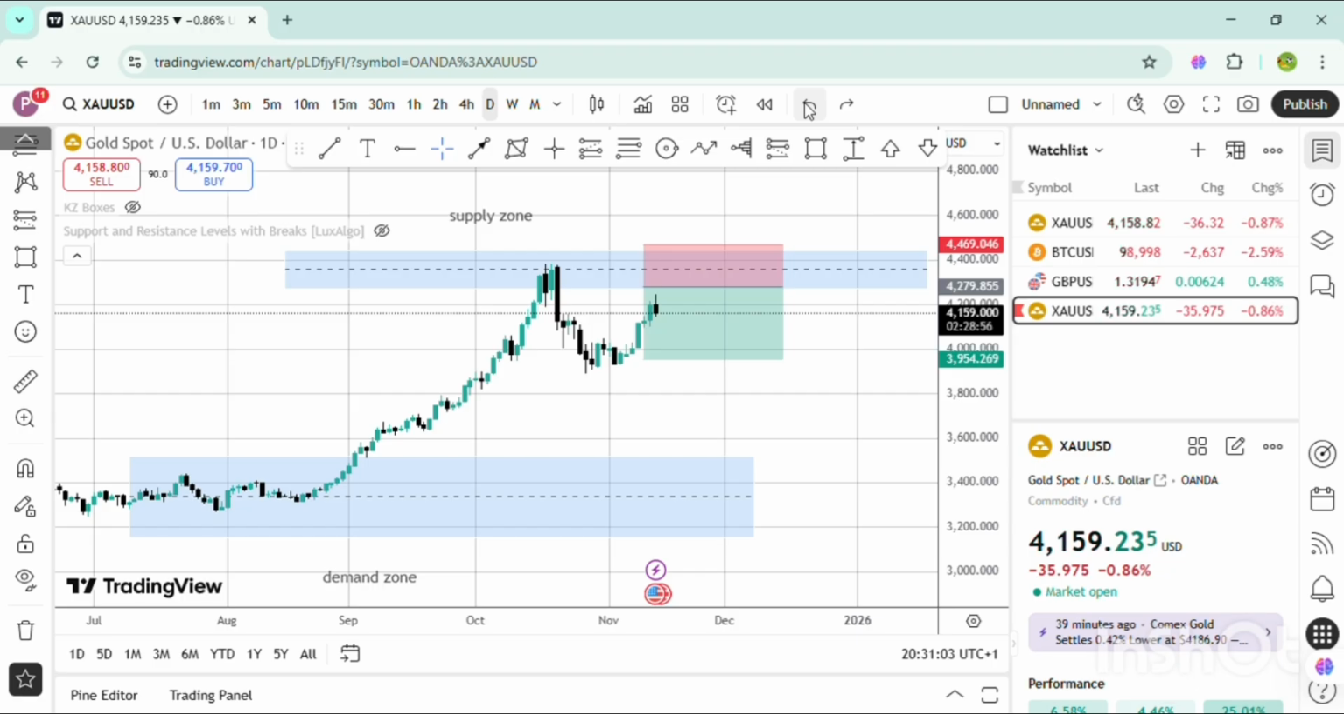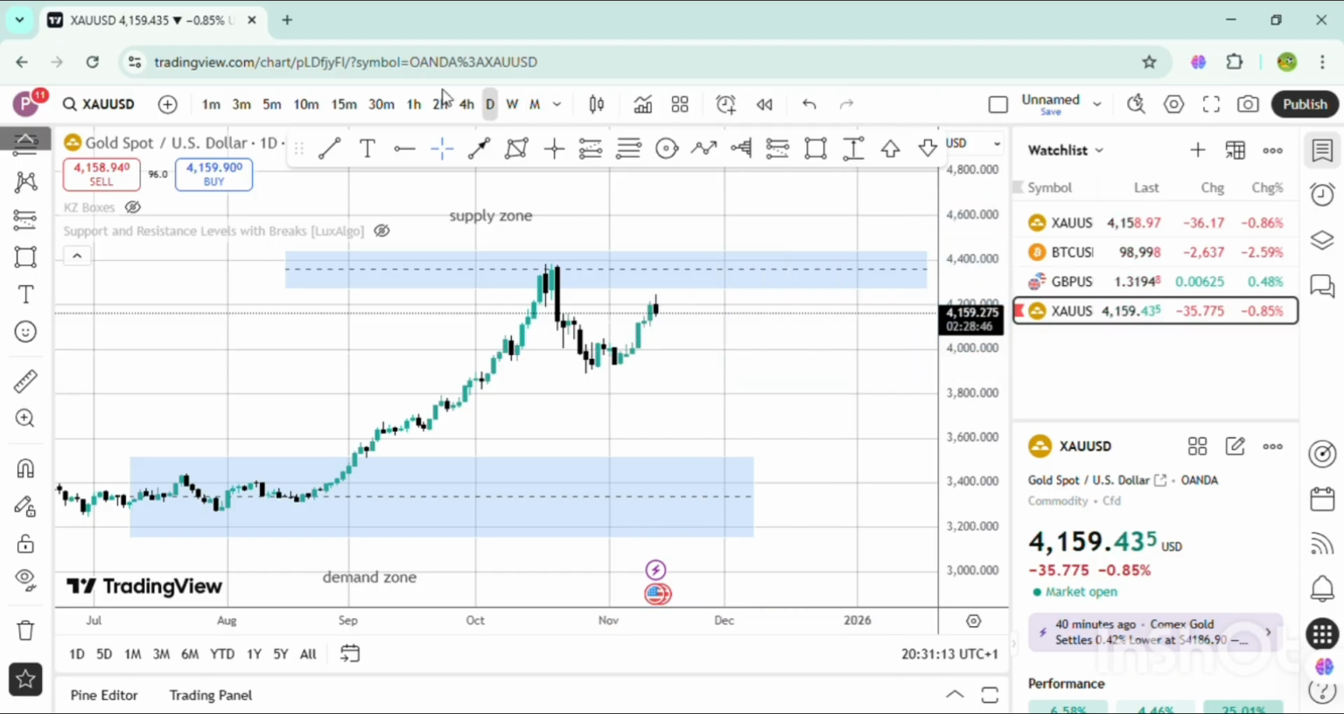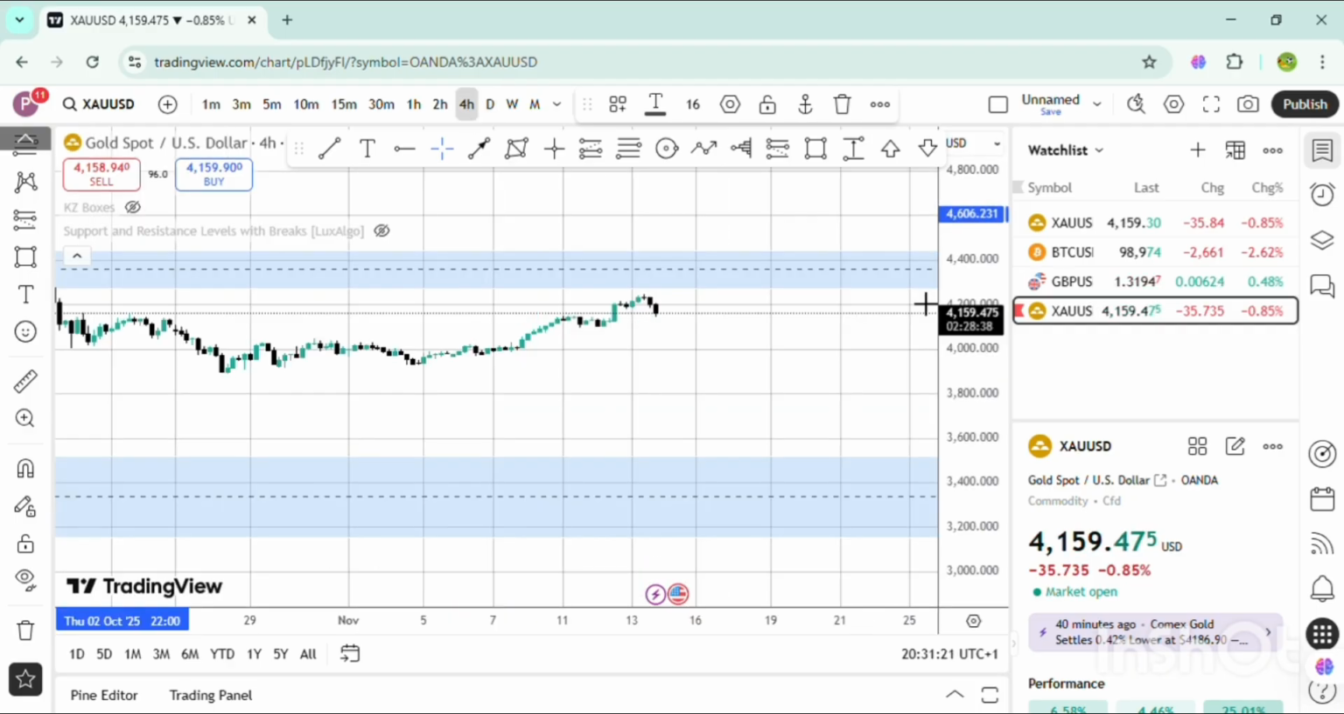So we just need to go down to a smaller time frame, like the 4 hours and the rest. So we are going to go to the 4 hours now. Look at it from the 4 hours here.